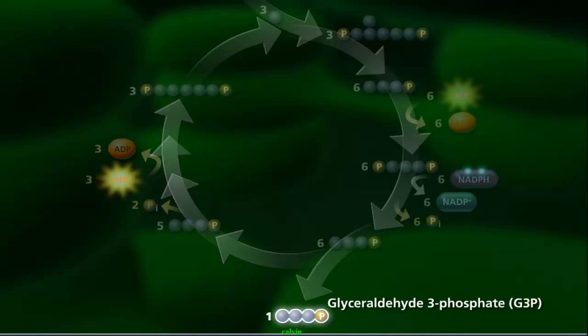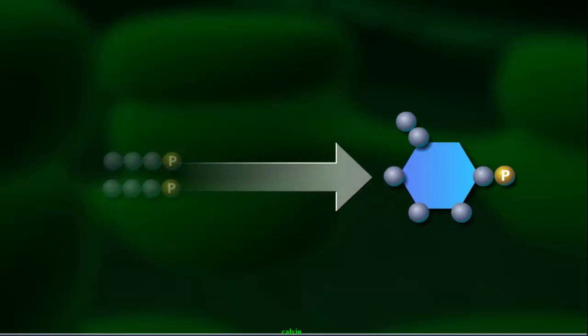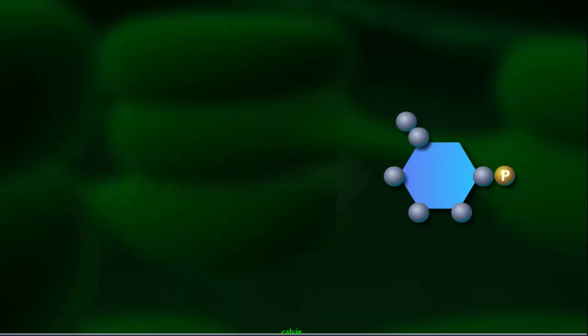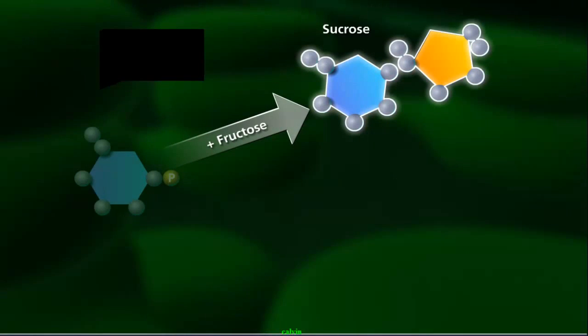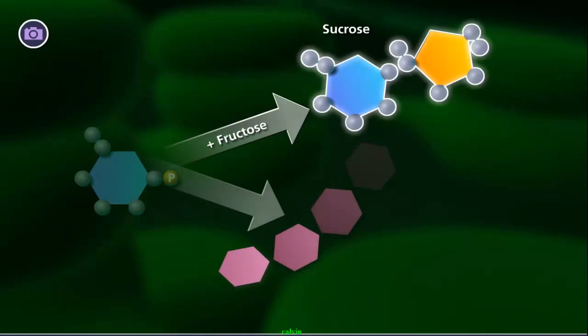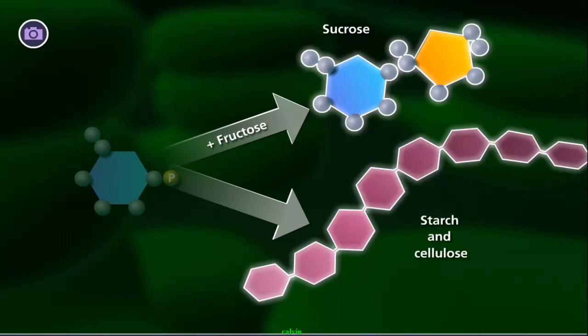The remaining glyceraldehyde 3-phosphate is then used to make glucose, fatty acids, or glycerol. It takes 2 molecules of glyceraldehyde 3-phosphate to make 1 molecule of glucose phosphate. Thus, the Calvin cycle has to run 6 times to produce 1 molecule of glucose. These molecules can remove their phosphate and add fructose to form sucrose, the molecule plants use to transport carbohydrates throughout their system. Glucose phosphate is also the starting molecule for the synthesis of starch and cellulose.